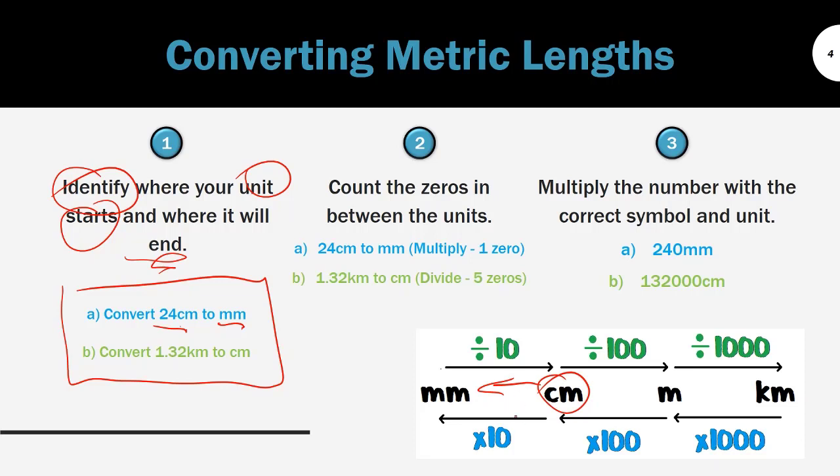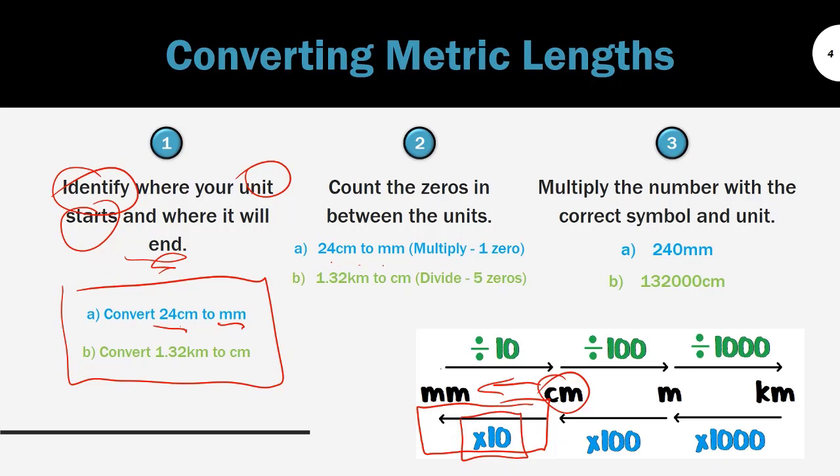All right. So our little arrow, when we go that way, means that we've got to times by 10. All right. So up here, we've got to count the zeros in between the units. Let's just do all of this first one first. So 24 centimeters to millimeters, we need to multiply because our table says we have to multiply.